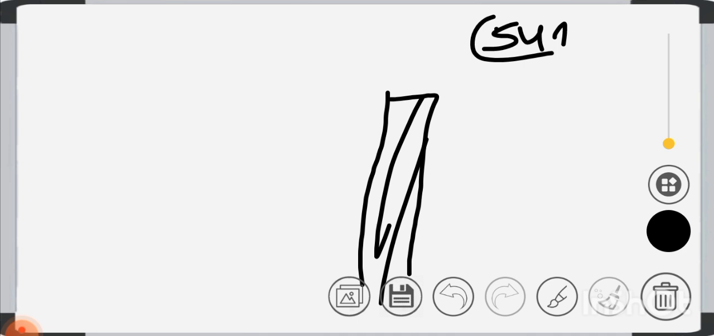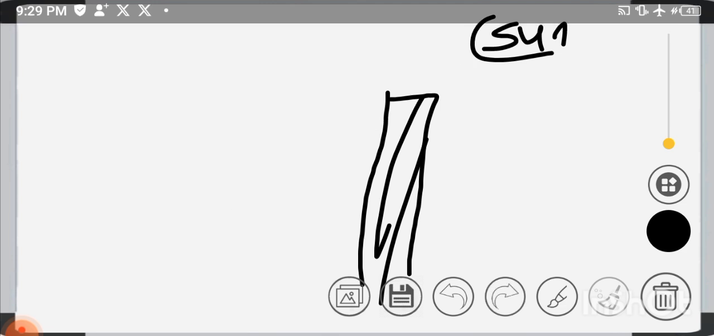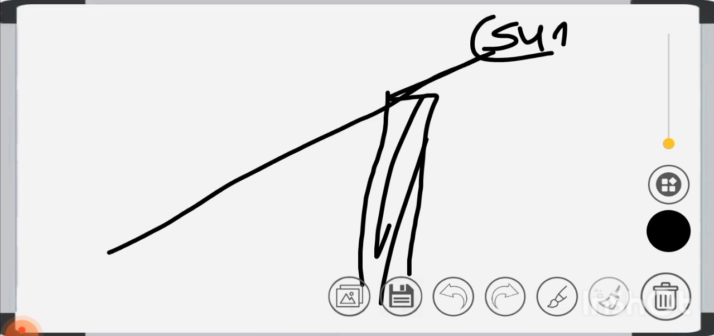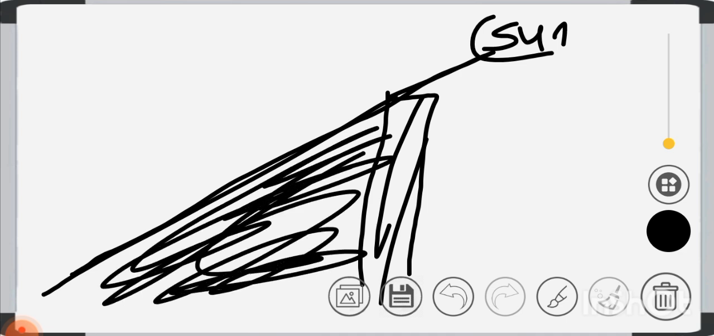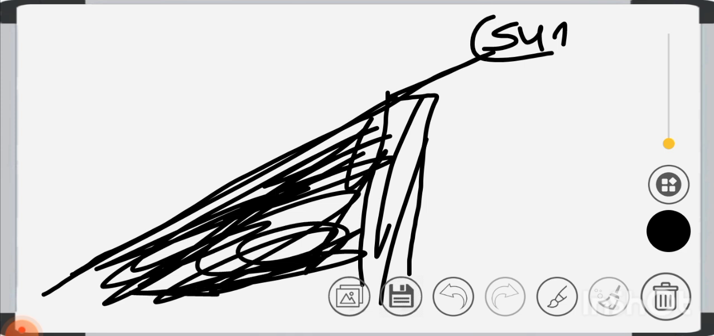Remember, if the sun is shining, this tree is going to cast a shadow like this. Okay, something like this. This place will be shaded by this tree. That's what I'm trying to say. So how do you get the length of this shadow? How do you get the length of that shadow? It's a very simple thing.